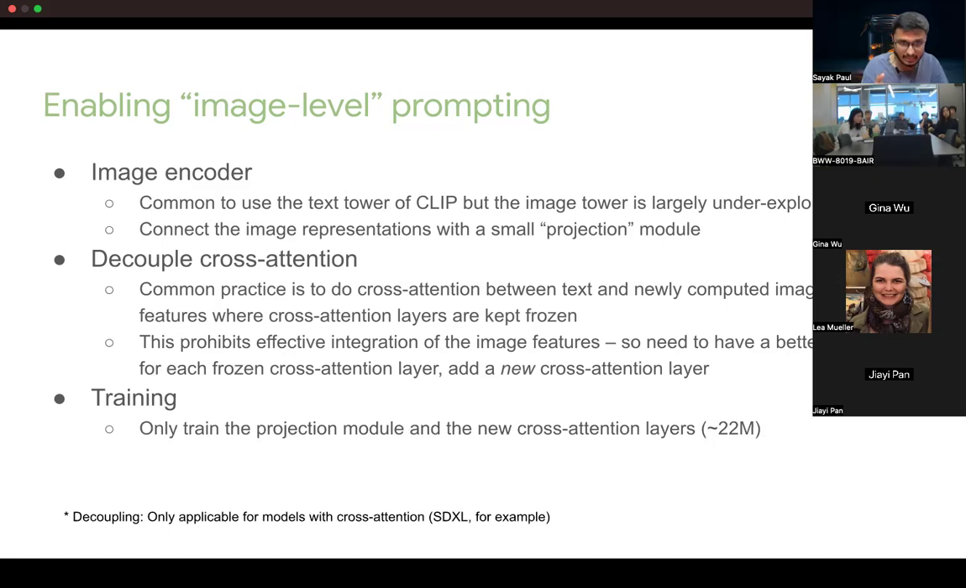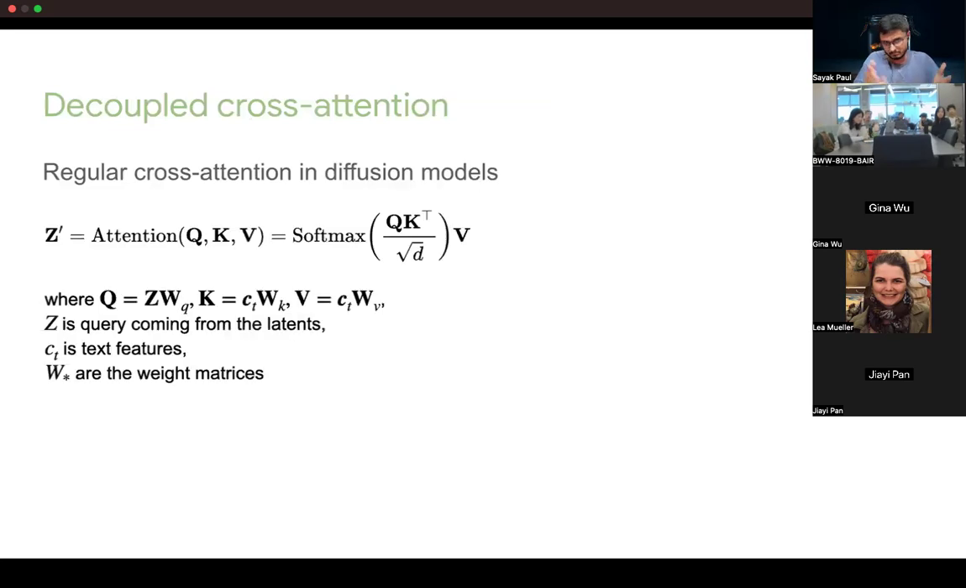And then this decoupling of the cross attention layer can only be possible with models, of course, that have cross attention, like SDXL, because modern diffusion models don't have cross attention, they have something called joint attention. So these design choices need to be revisited, but the idea largely stays the same. We want to be able to decouple the attention where we have connections between different modalities, for example the text and the image features. And here's how the regular cross attention in diffusion models looks like.